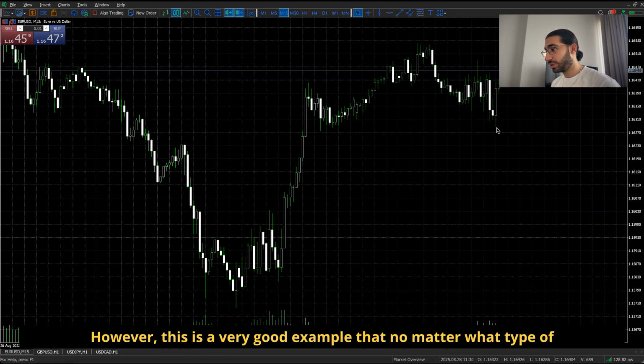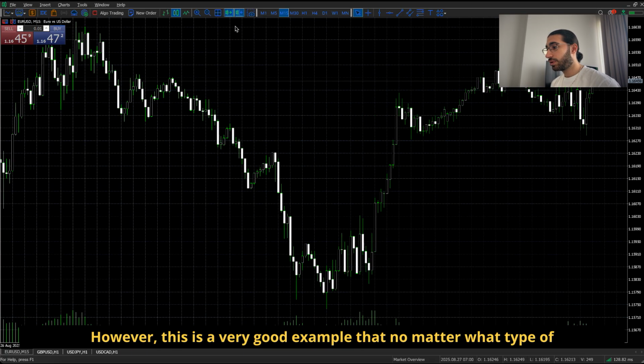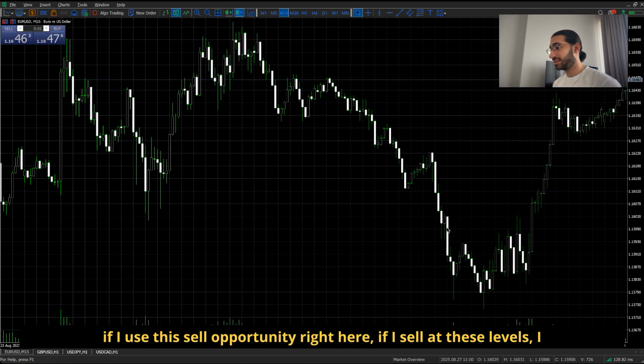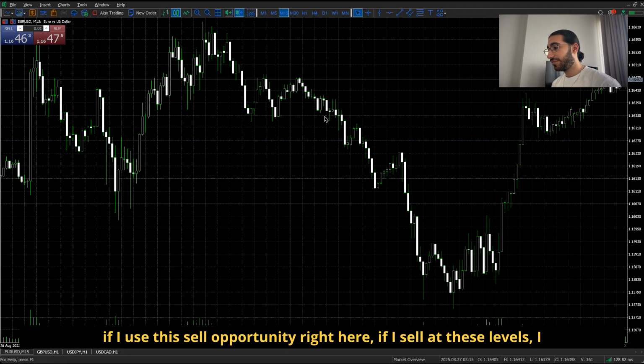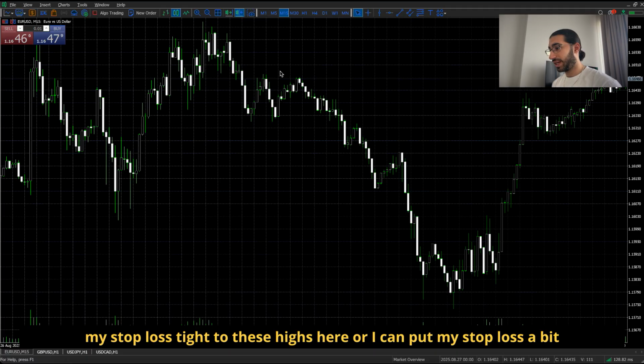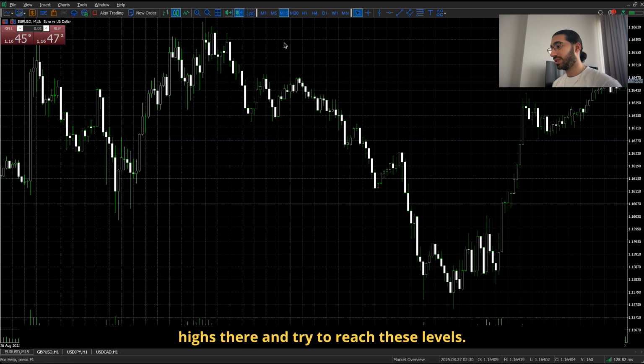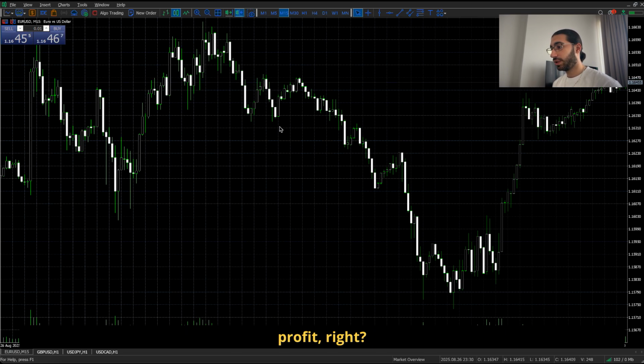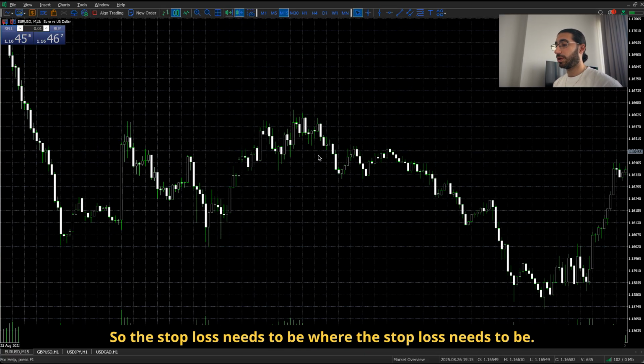However, this is a very good example that no matter what type of example I use, for example, if I use this sell opportunity right here, if I sell at these levels, I can either put my stop loss tight to these highs here, or I can put my stop loss a bit more wide to these highs there and try to reach these levels first as a first take profit and then a bit lower as a second take profit, right? So the stop loss needs to be where the stop loss needs to be.